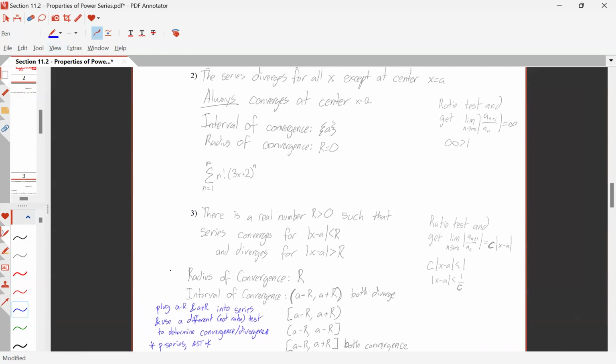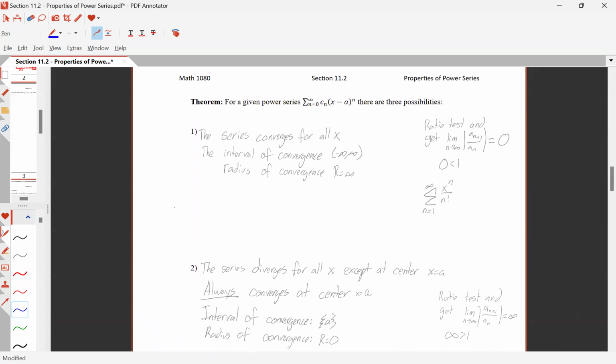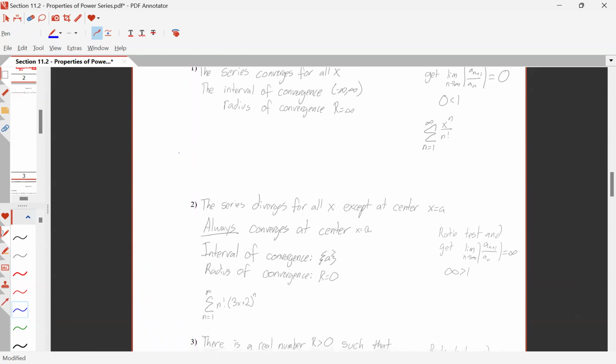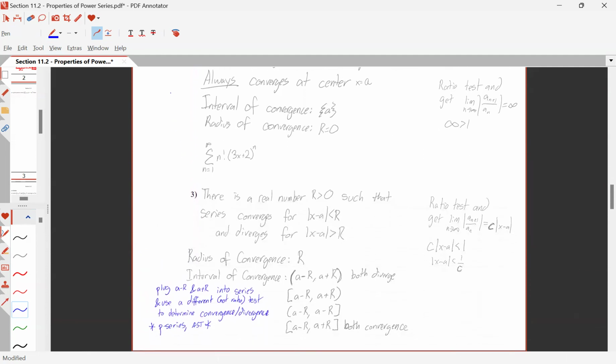So we have three situations that we get for a power series: either the interval of convergence is everything, the interval of convergence is just the center, or we have this interval that goes over just some real numbers with a radius of r, and then we test the last points to tell exactly what our interval of convergence is.